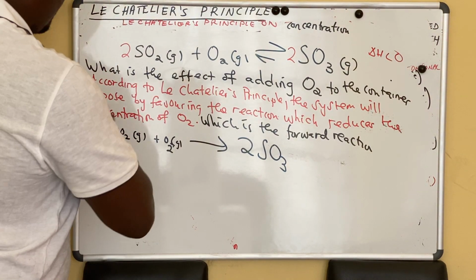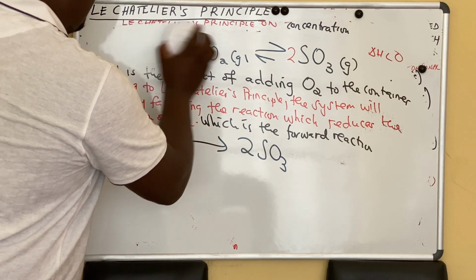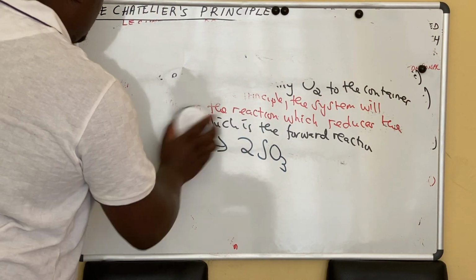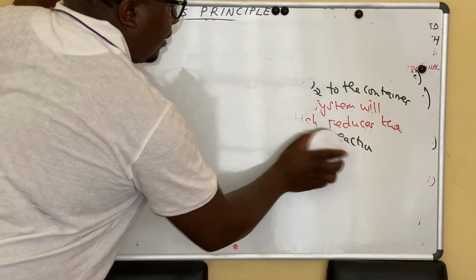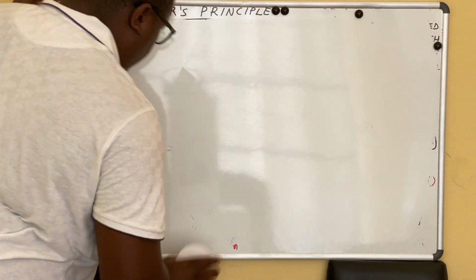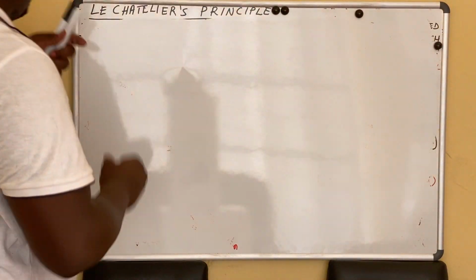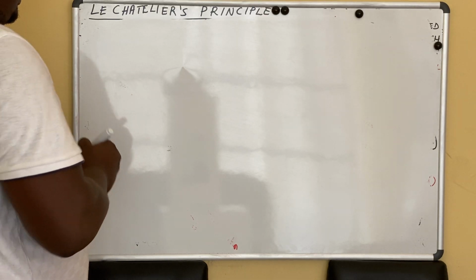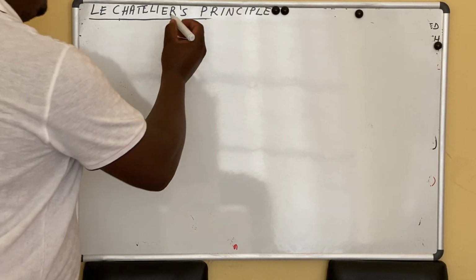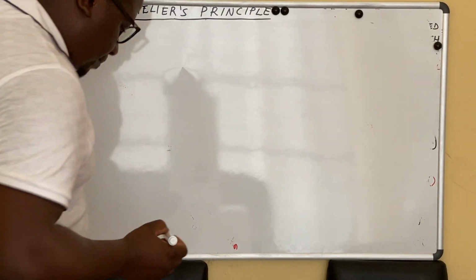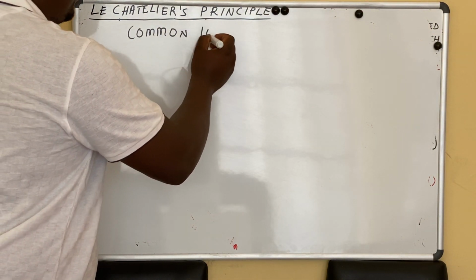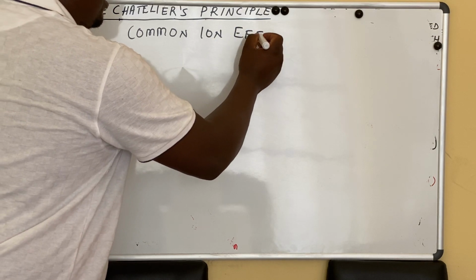Right, very good. So in the lab, there are very simple experiments or demonstrations that we can do to indicate Le Chatelier, so that we can apply what we have learned. We use what is called color changes. Color changes are very easy because you can see it's changing color, then you know that, oh, that is Le Chatelier in real life. So we want to talk about what is called the common ion effect.